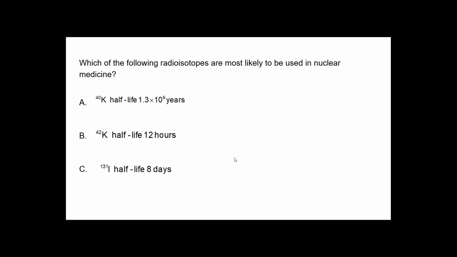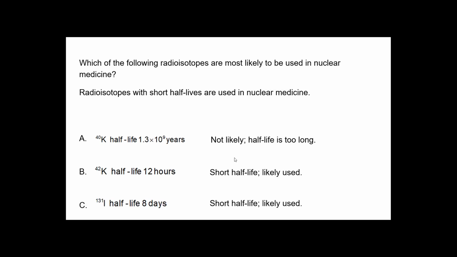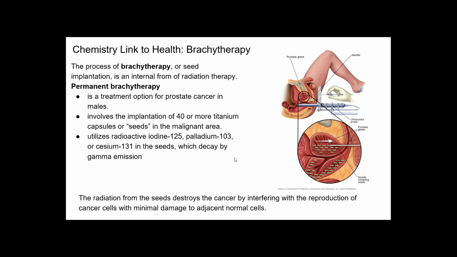That's out. But B is decent, 12 hours, and C is decent. We saw some of these hours and days in what we were looking at. So B and C would be more than fine. So yes, A, not likely, way too long. Short half-life for B, probably used, and C, short half-life, likely used as well.